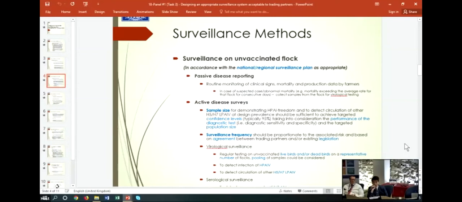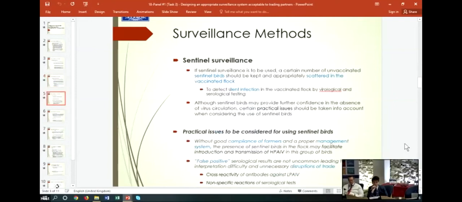Virological surveillance could be carried out with regular testing on unvaccinated live birds and/or dead birds on a representative number of flocks. And given that any infection of HPAI in unvaccinated birds would commonly cause death, focusing virological surveillance on dead birds in unvaccinated flocks may be more cost-effective. Same as the surveillance on vaccinated flocks, the aim of virological surveillance is to detect infection of HPAI virus and the circulation of other H5 and H7 LPAI viruses. And serological surveillance could also be considered to monitor and detect any pre-exposure to H5 and H7 AI viruses.